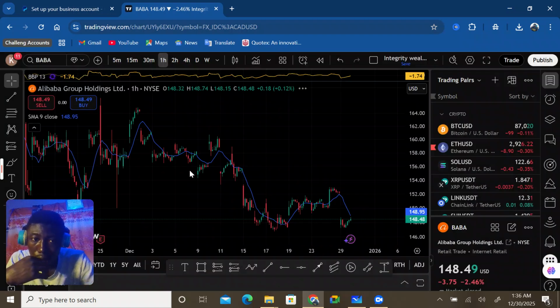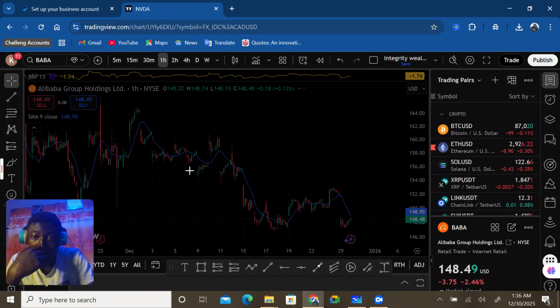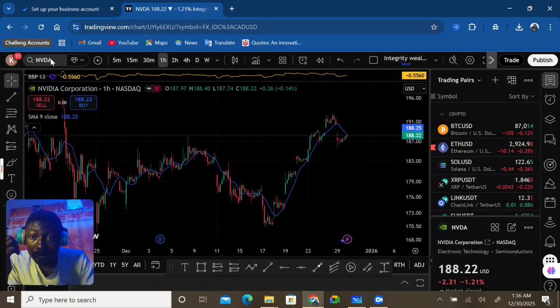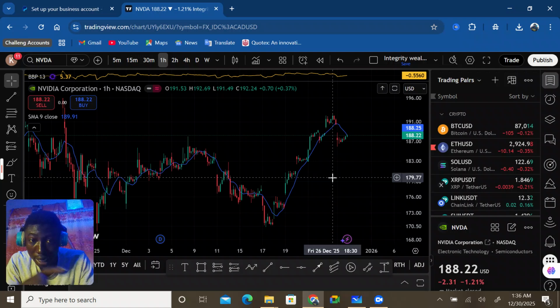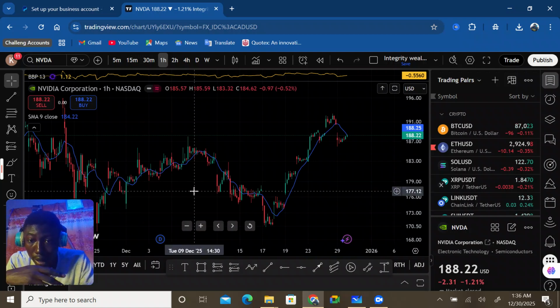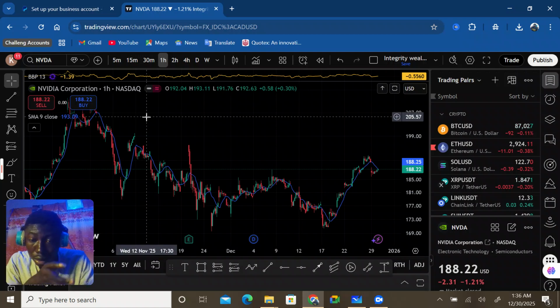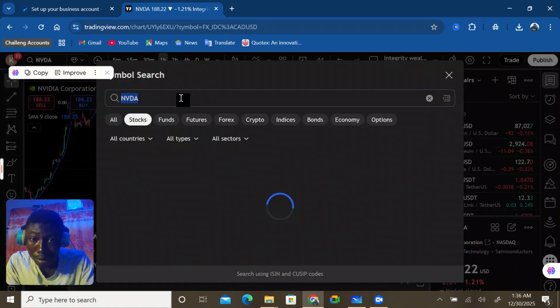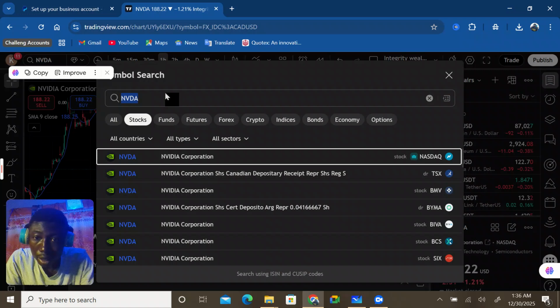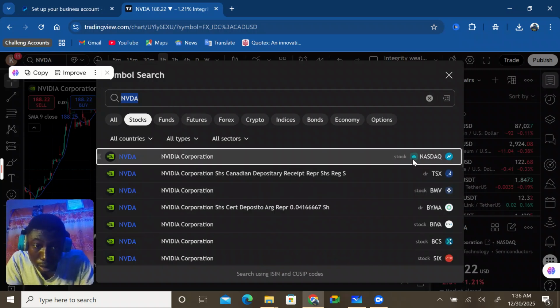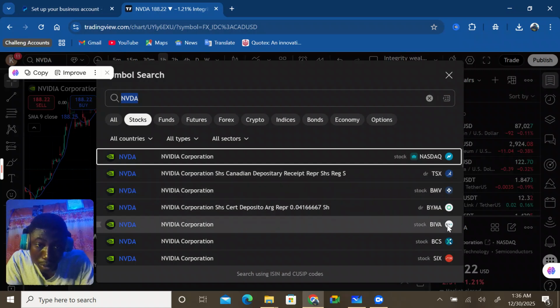Now let me find a different one. Let's go for Nvidia and see how Nvidia is. The same applies to them. If I type Nvidia right now, I'm going to see this Nasdaq market preview. Maybe you find it confusing and you don't understand it, you can just come here, type Nvidia, and then stock. You're going to see this Nasdaq, okay, Nasdaq.